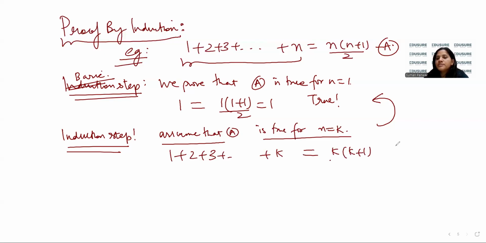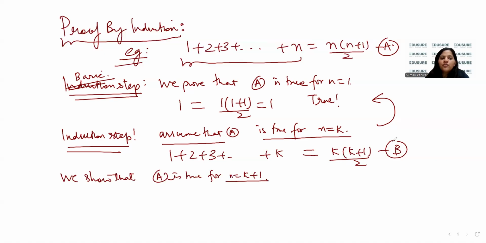Okay. Suppose this is B. And now we show that A is true for n equals k plus 1. So what do we have to show? 1 plus 2 plus till k plus 1 is equal to (k plus 1) into (k plus 2) by 2. This is what we have to show.